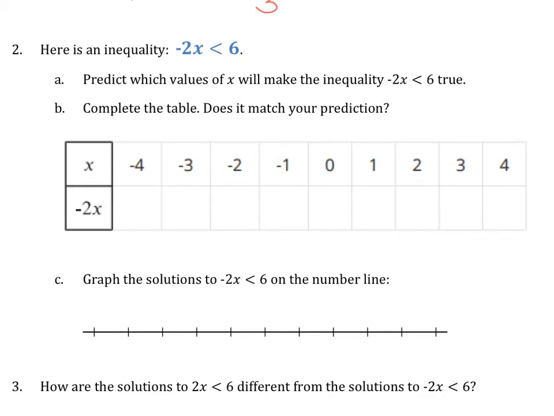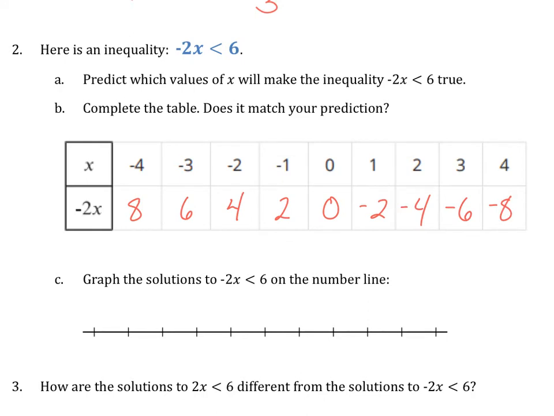So negative 4 times negative 2 is going to give you an 8. Negative 3 times negative 2 is 6. Negative 2 times negative 2 is 4. And negative 1 times negative 2 is just 2. We have 0 times anything is 0. 1 times negative 2 is negative 2. 2 times negative 2 is negative 4. 3 times negative 2 is negative 6. And yes, 4 times negative 2 is negative 8.